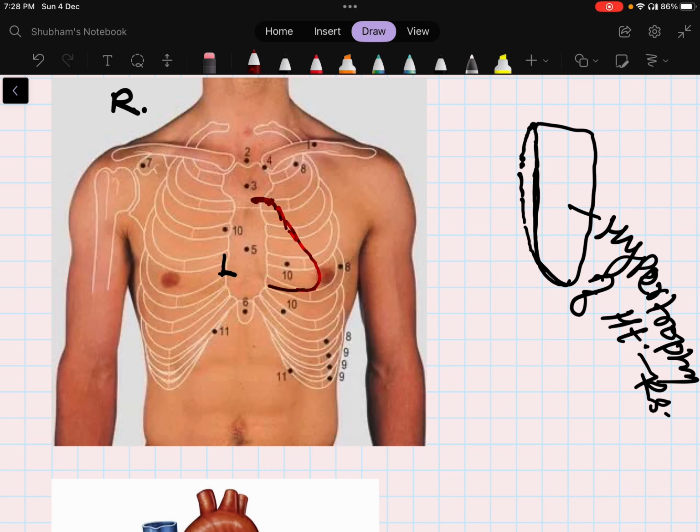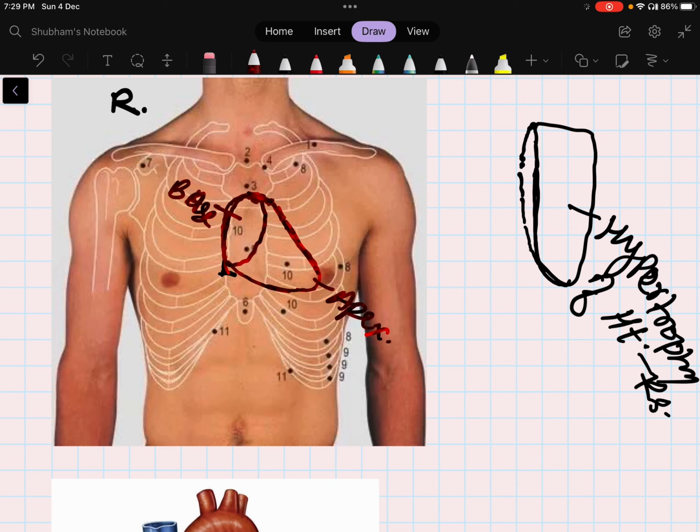This is the apex. This is the right border. This is our heart bed. It is slightly tilted toward the left side. That's why we say our heart is usually positioned in the left and not in the center. But it is actually positioned in the center, slightly tilted towards the left. So this is, you can say, the base of the heart, and this is the apex of the heart.